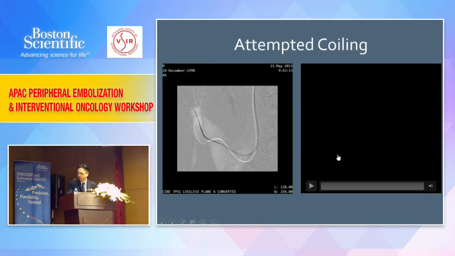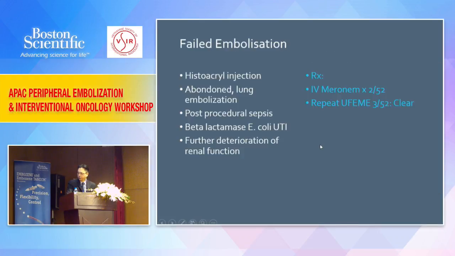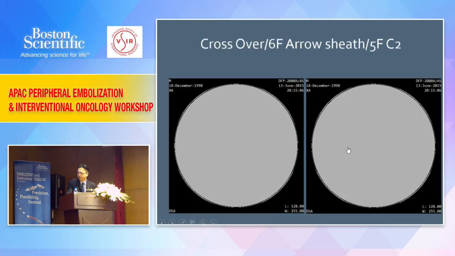They attempted the coiling, which failed, and proximal flow control also did not work. And she came down with sepsis and a beta-lactamase UTI. So what will you do in this situation? Any suggestion from the floor? The fistula is about 7 mm. Dr. Low?